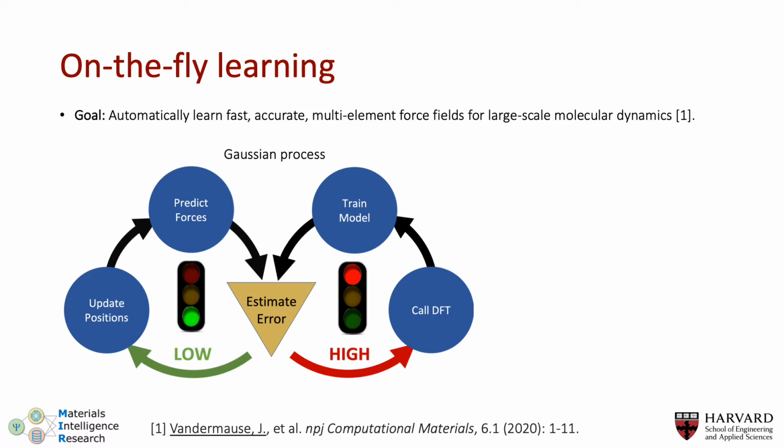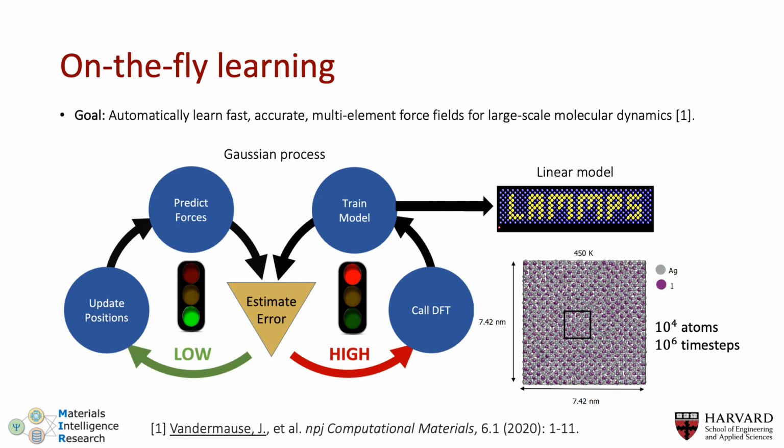If the estimated errors on forces in the simulation are too high, you stay in this right loop, making calls to DFT and updating the training set. At a certain point, the uncertainties fall below a threshold value, and you enter the left side of the loop, updating the positions with the Gaussian process force field and making force predictions much, much faster than with DFT.